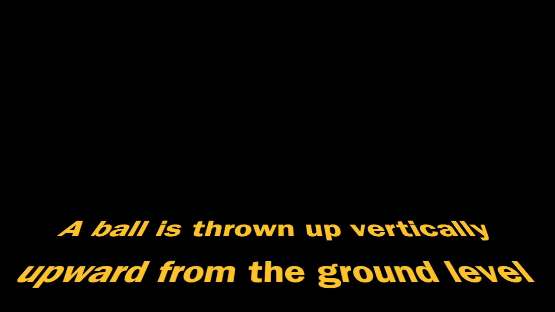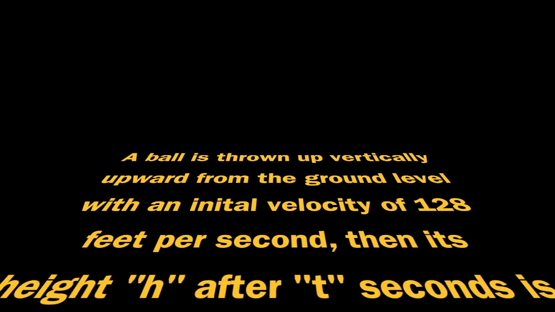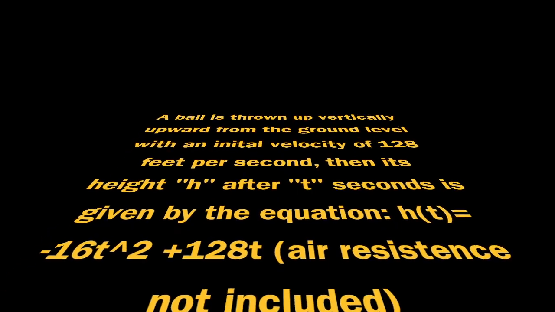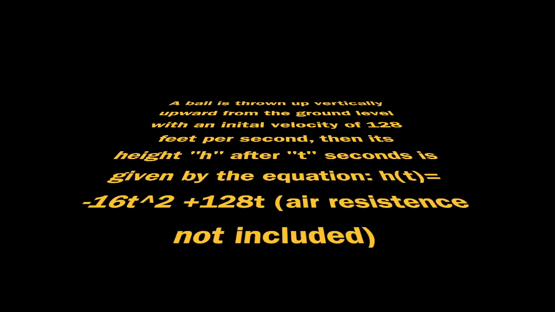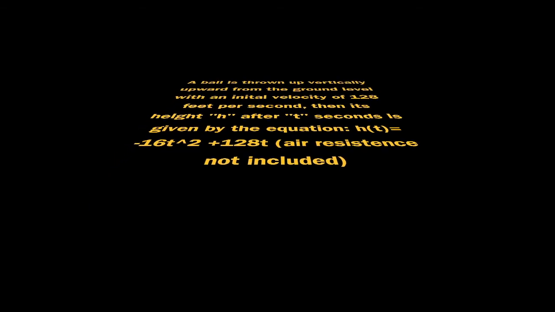Alright, moving on to word problems. A ball is thrown vertically upward from the ground level with an initial velocity of 128 feet per second. Then its height h after t seconds is given by the equation h(t) equals negative 16t squared plus 128t, and the air resistance is not included. You can go back and pause that if you need to read it again.